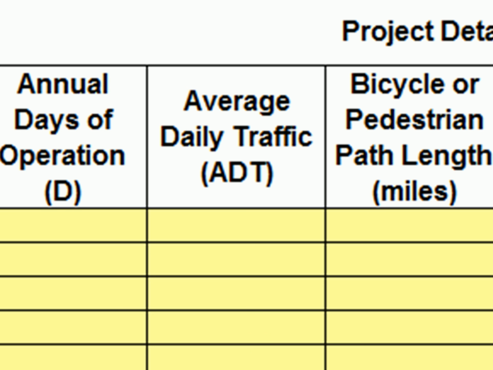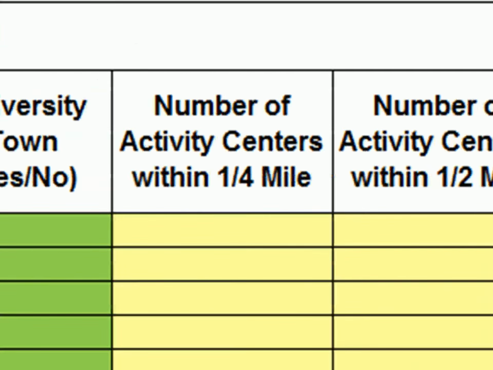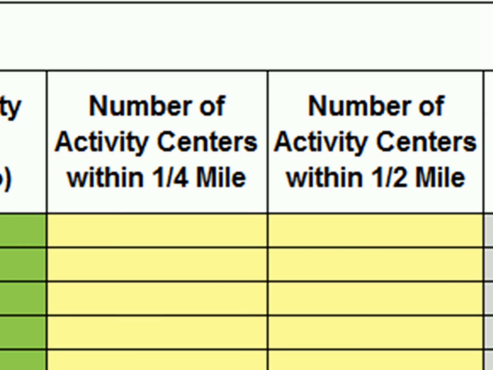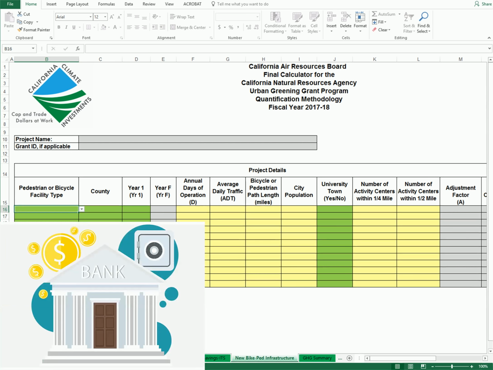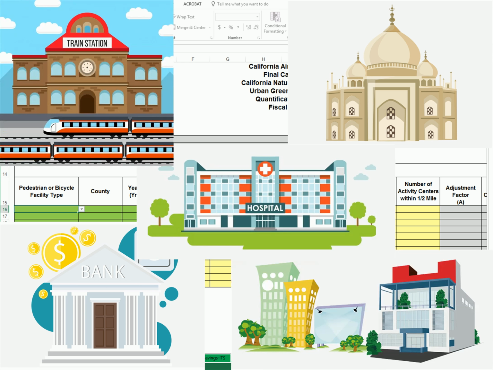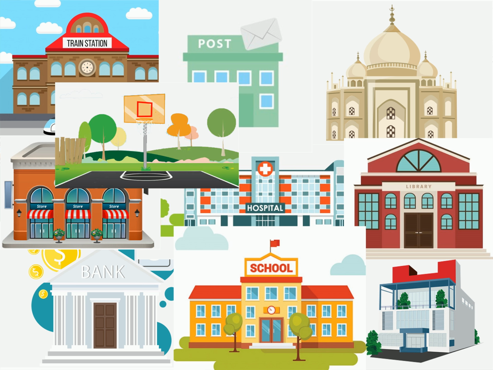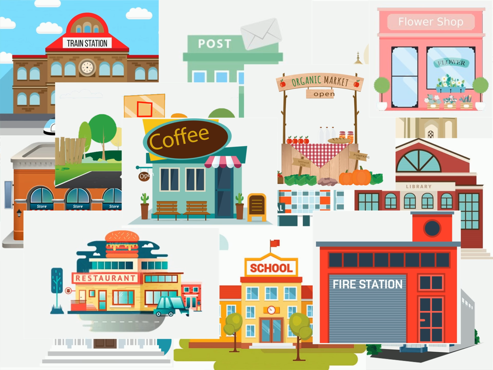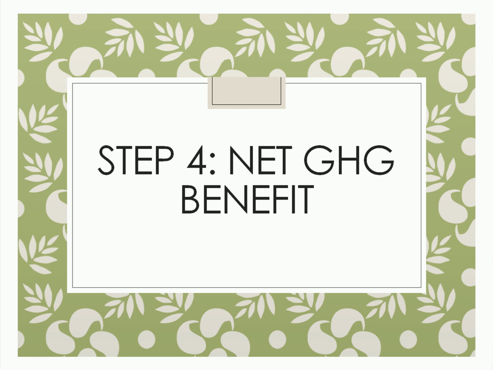a nearby comparable road, path length, city population, and the number of activity centers within a quarter mile and a half mile. An activity center can include a bank, church, hospital, train station, office park, post office, library, grocery store, school. An activity center is a destination where an individual may travel. The calculation is completed when all inputs are provided and selected. Once complete, move on to step 4.